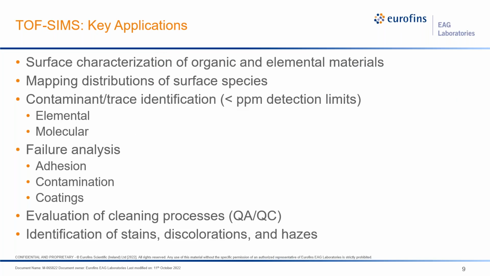Some of the key applications for TOF-SIMS are surface characterization of both organics and elemental materials. It's quite easy to survey a sample for everything that's present. We do a lot of mapping. Dozens of maps can be generated in just a few minutes. We can not only identify elemental and molecular species, but since it's a mass spec technique, we can analyze for a specific isotope of an element.